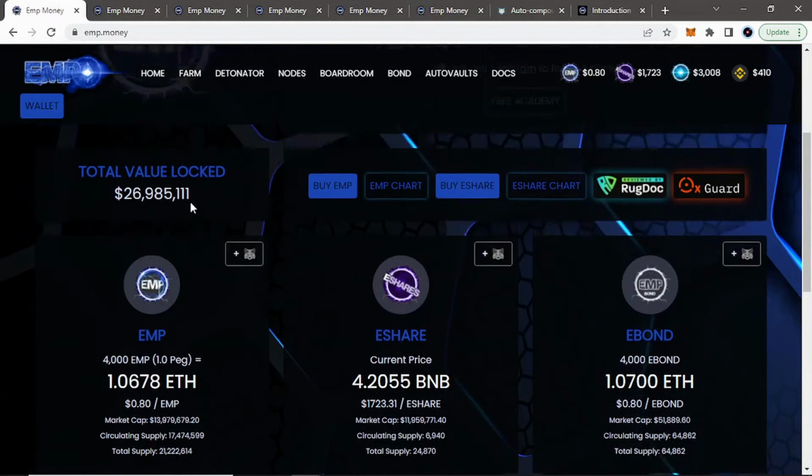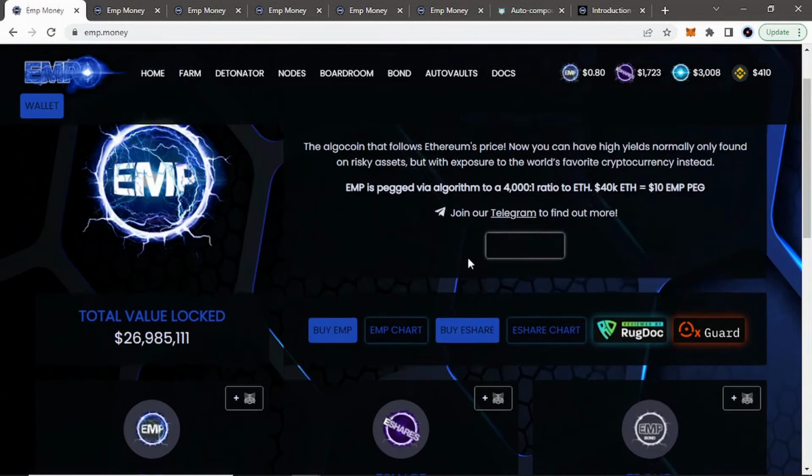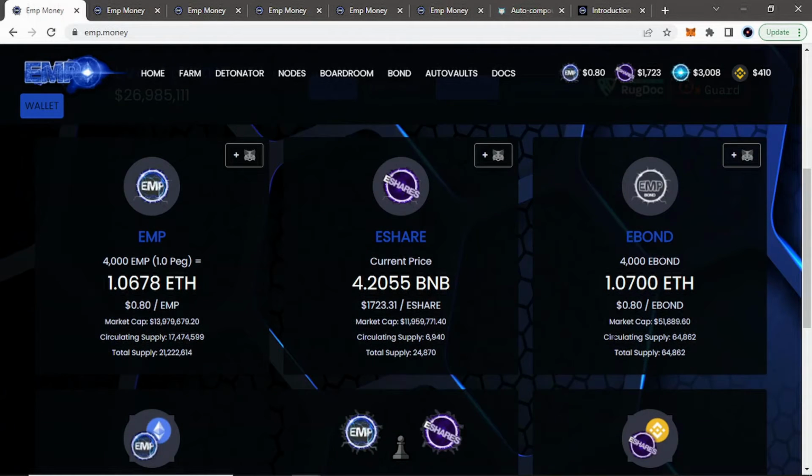So if we go down here, we see their total value locked is about 26 million, and their EMP token is at 80 cents. So right now we're just over peg for their algorithm, peg against Ethereum. We're just over peg. That's what you want. You want to see the main page be over 1. That way everything just stays over peg, and that's ideally what you want. And they have eShare and their E-bonds, which we'll get into.